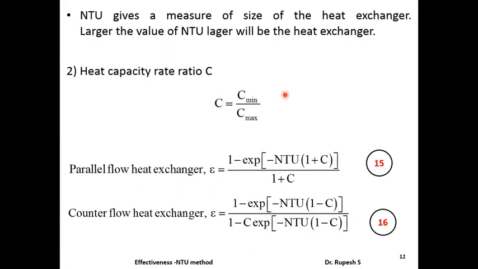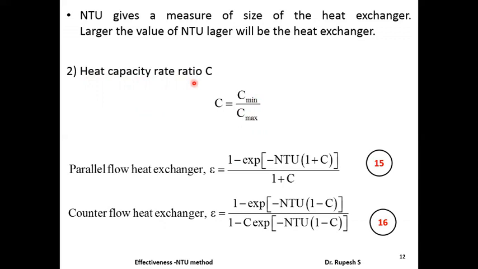The next non-dimensional parameter is the heat capacity rate ratio, represented by capital C. Capital C is equal to C minimum by C maximum. It is the ratio of the heat capacity rates, that is C minimum by C maximum, and that is why it is known as the heat capacity rate ratio.